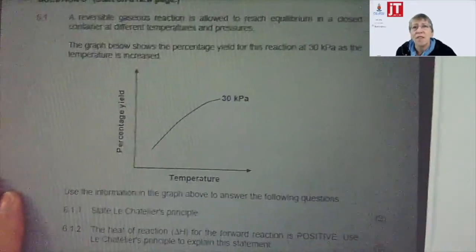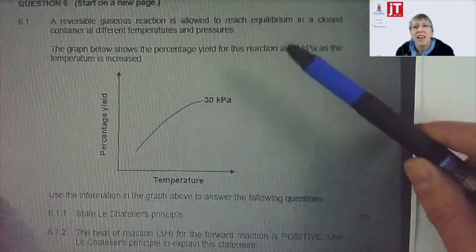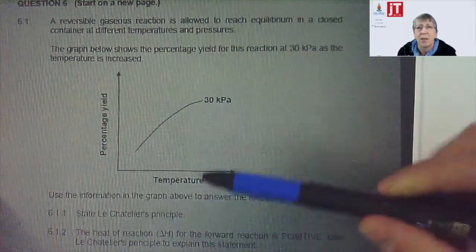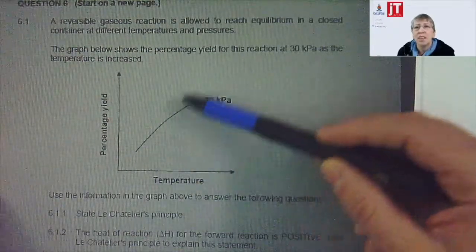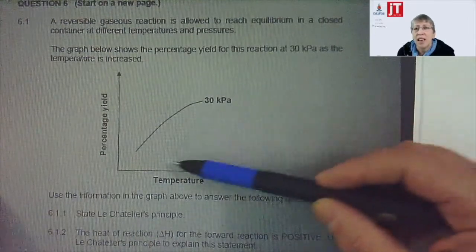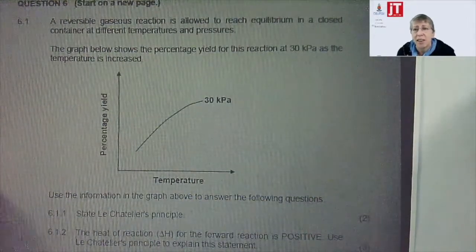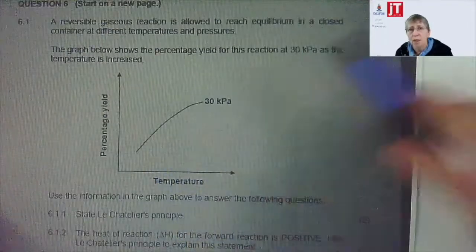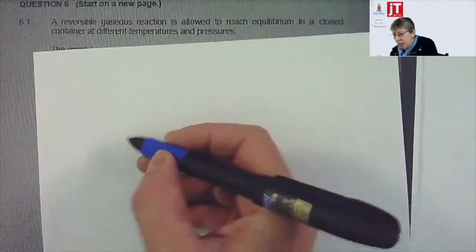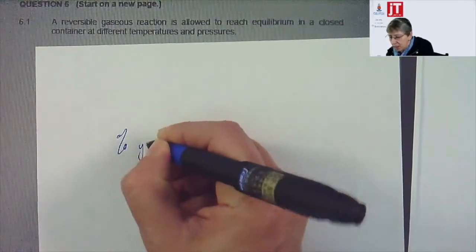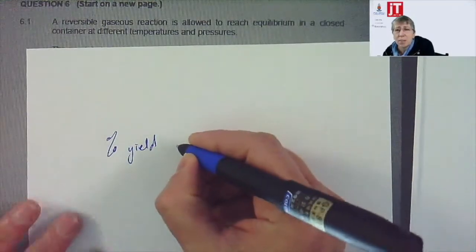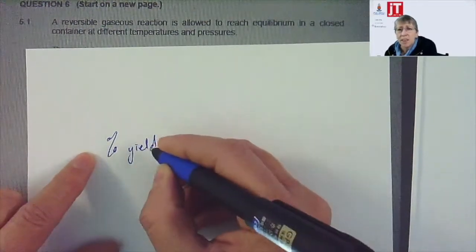They tell you that a reversible gaseous reaction is allowed to reach equilibrium in a closed container at different temperatures and pressures. The graph below shows the percentage yield for this reaction at 30 kilopascals as the temperature increased. Right. Now, first of all, let's talk about percentage yield. This is something that you've done in your mole calculations. When we get to mole calculations in our fourth cycle, we will look at that, but today we need that. So what is percentage yield?